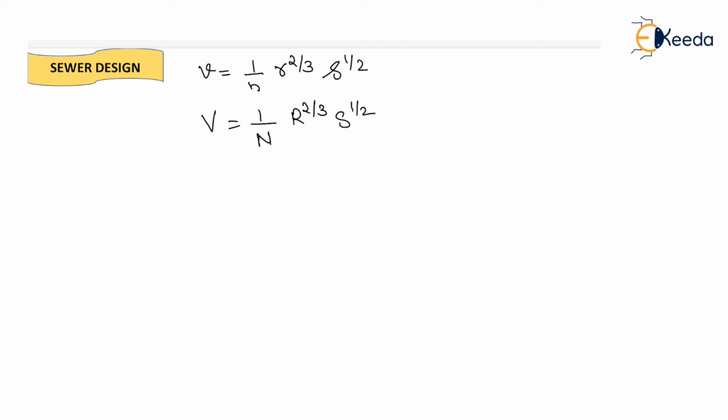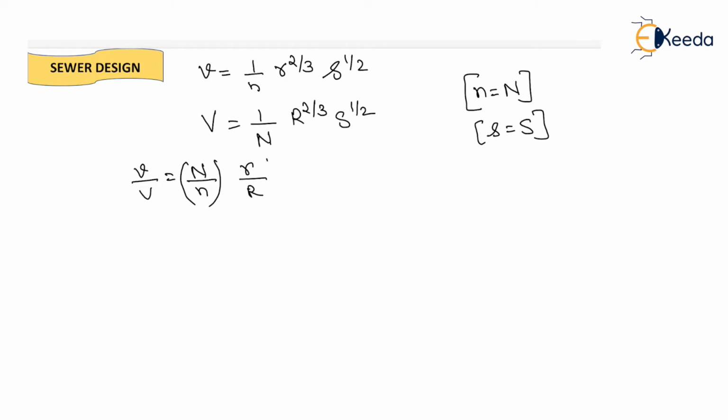Now we use the same type of sewer for both the cases. Then Manning's coefficient small n will be equal to capital N. And if we provide the same slope to both the sewers, then small s will be equal to capital S. Now we will take the ratio of both these values, that is small v by capital V. It will be equal to N by small n, small r by capital R to the power 2 by 3, and small s by capital S to the power 1 by 2.